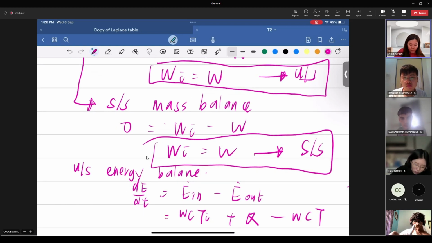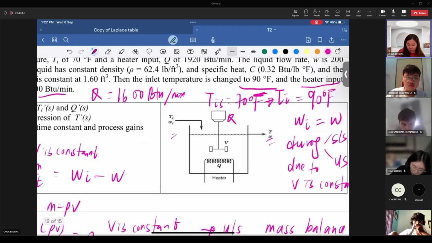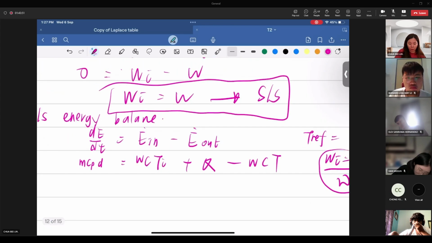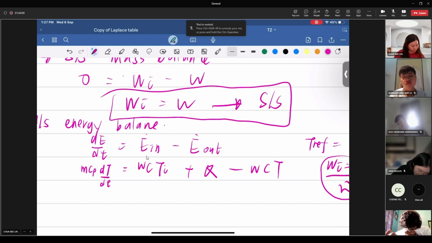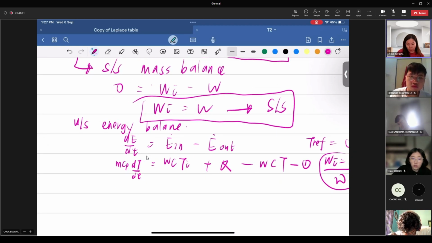You should expand it to become MCp, the exit temperature here is T. So you'll be having the energy accumulation term of dT over dt. Once you have this, this is your equation 1, where this one is the unsteady state energy balance.